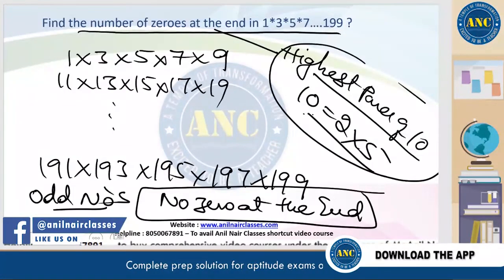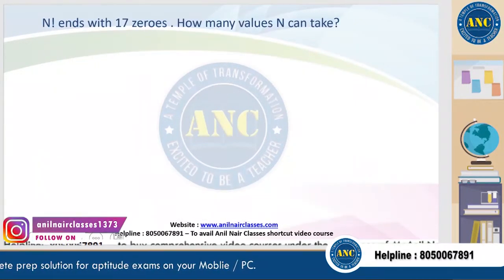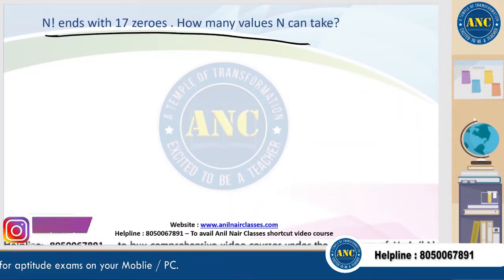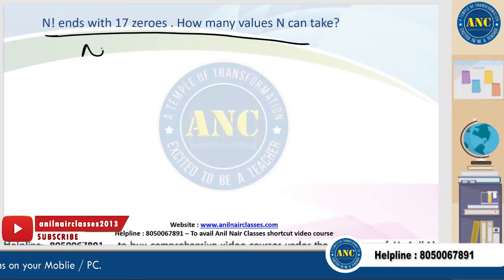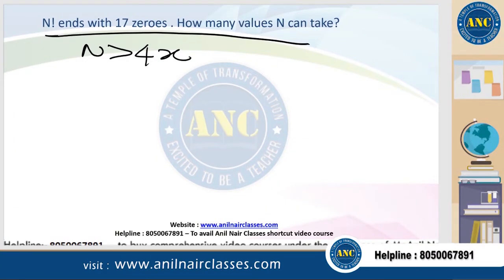Idea clear, right? Once you know the concept, these are all very, very easy questions. N factorial ends with 17 zeros. N is greater than 4x. Already we discussed.